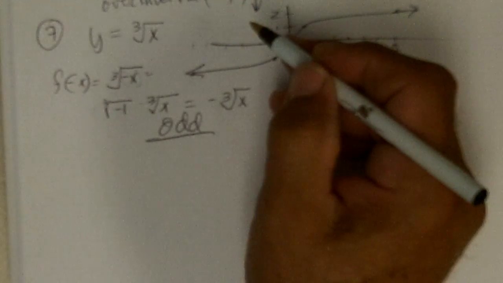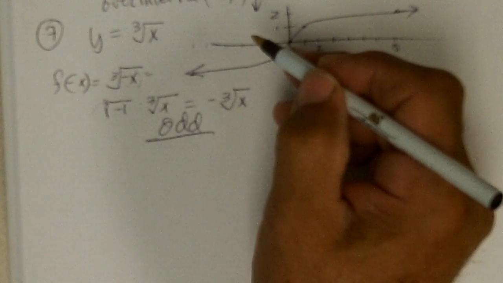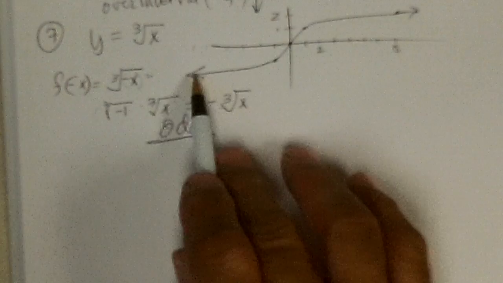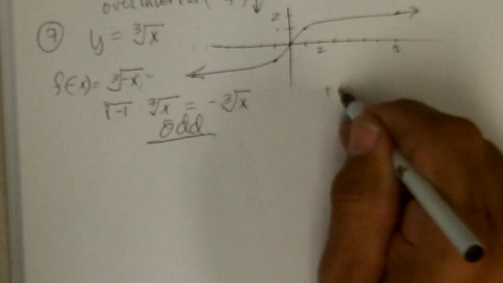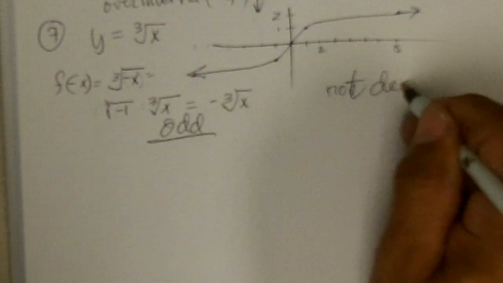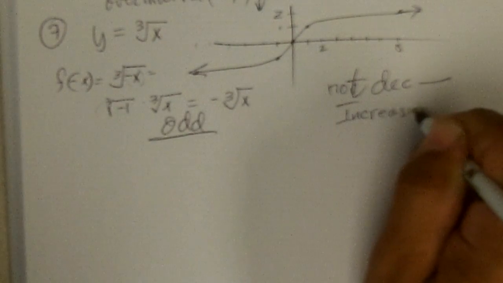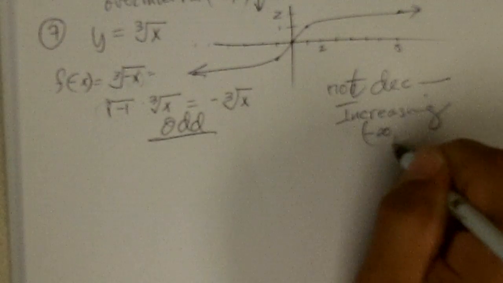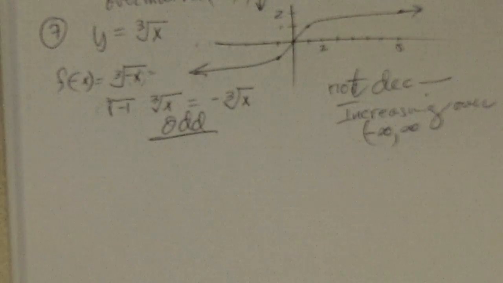And then the other part that they said on number 7 was it's decreasing from negative infinity to infinity. And that is incorrect. It is increasing all the time. Not decreasing, increasing, from negative infinity to infinity. Okay?